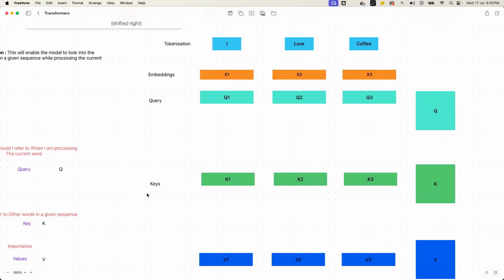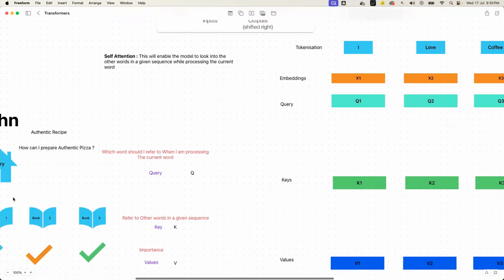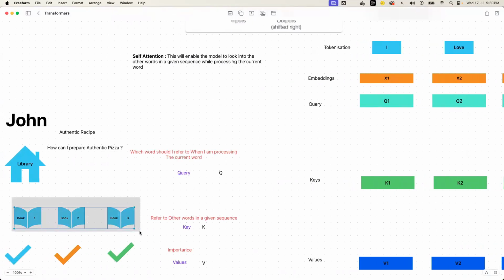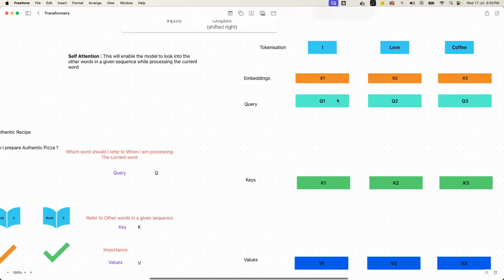Now, here's the important and very interesting part, which will connect us back to the story. What our John did, based on his question, is he went to the library and searched for the relevant books, and then he found the information by looking into the other books. Now, what will we be doing in this case? We'll start by focusing on one question at a time. Just like he had one question of how can I prepare the authentic pizza, in the same way, the question is nothing but the query.